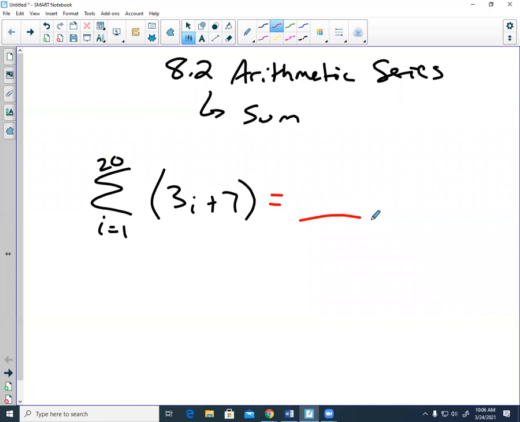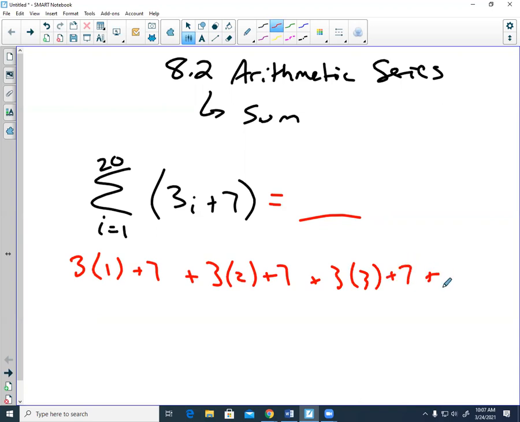The way that we would do this is we're basically saying from term number 1 to term number 20 being plugged into this thing right here, what would they all add up to? Right now, this would be a very, very long drawn out process. We would do 3 times 1 plus 7, plus 3 times 2 plus 7, plus 3 times 3 plus 7, plus so on and so on until we get to 3 times 20 plus 7. That's a lot of stuff that we don't want to have to do, because there has to be a better way to do it.